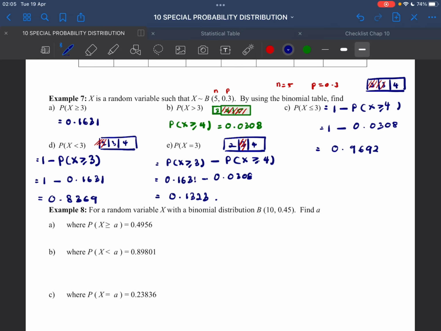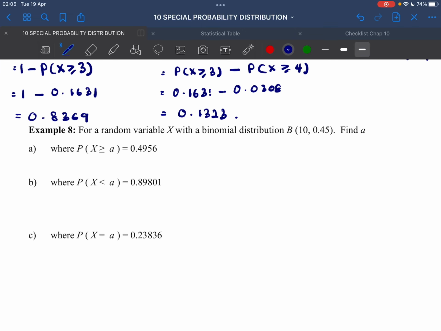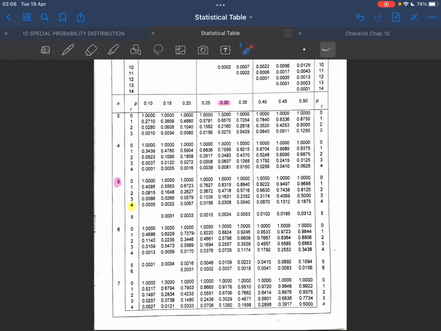Okay, so let's see one more example. Example 8. For a random variable x with a binomial distribution b with n equals to 10 and p equals to 0.45. So we have this here. Let's just write that. We have n equals to 10, p equals to 0.45, where Px greater than A equals to 0.454956. So now, instead of finding the probability, they give us the probability, and we have to find r. Which is, we have to find this value here. Oops, this one. Okay, this value here. So actually we find the same thing.